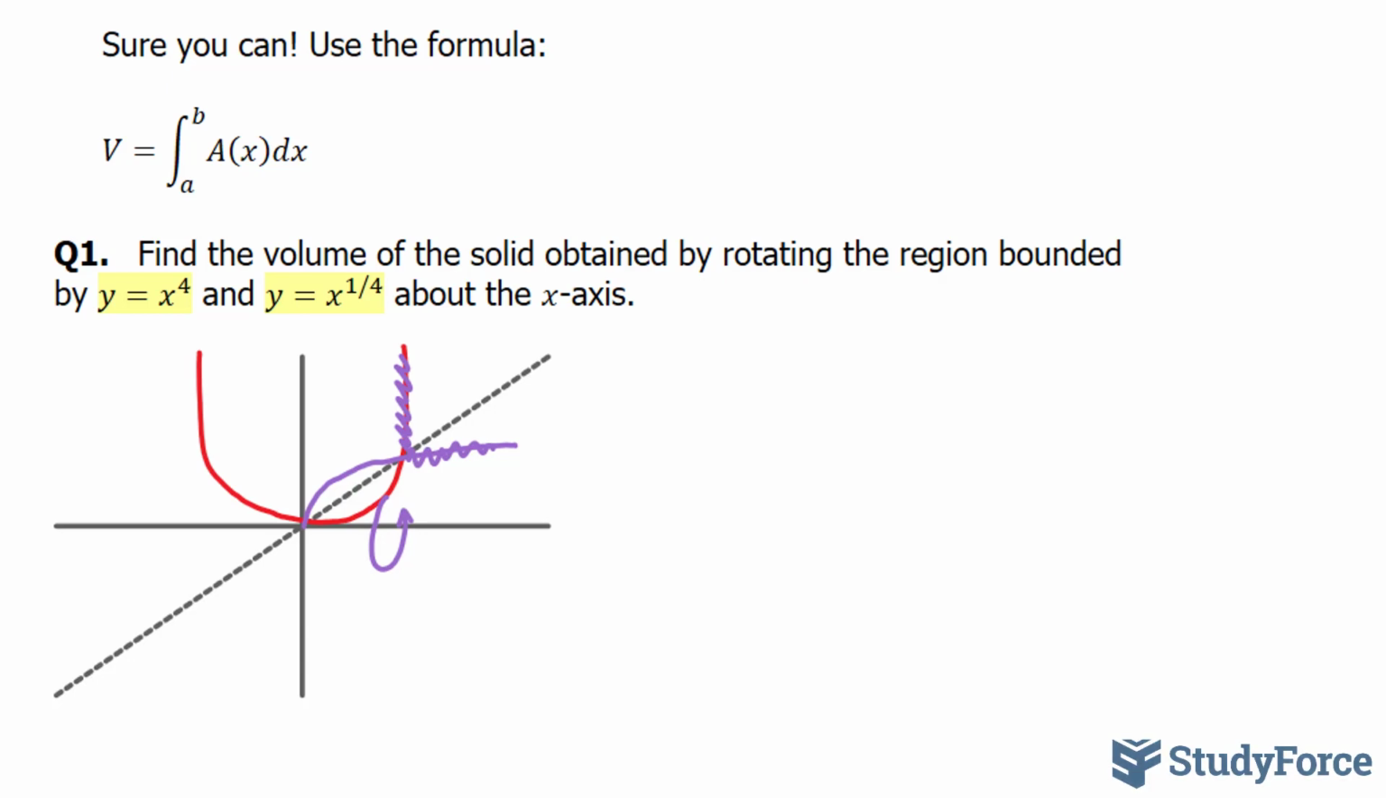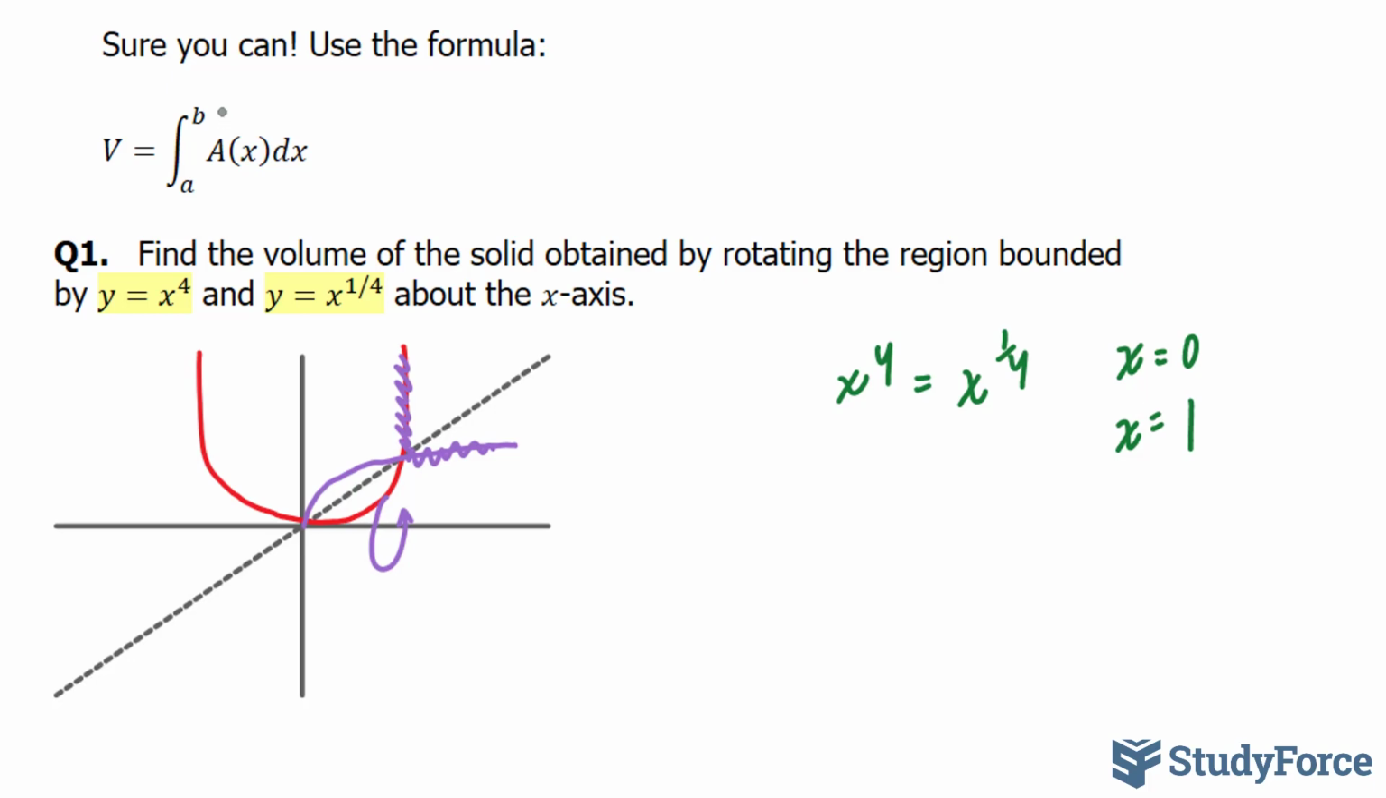To find out where they intersect, you have to make them equal to each other, where you have x to the power of 4 is equal to x to the power of a quarter. And the only time when x will be the same on both sides is when x is equal to 0 and when x is equal to 1. Those are the points of intersection. They will intersect here and they will intersect here, and that's it. So these will be our lower and upper bounds for our integral.